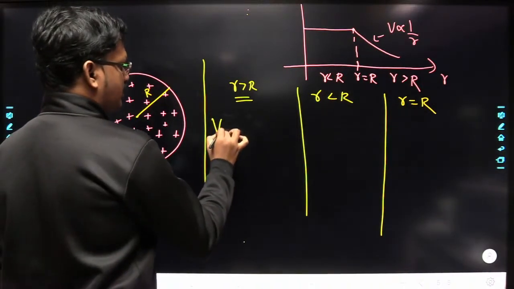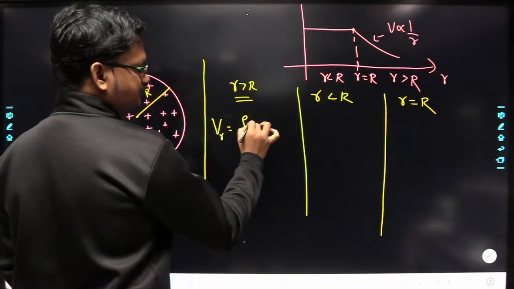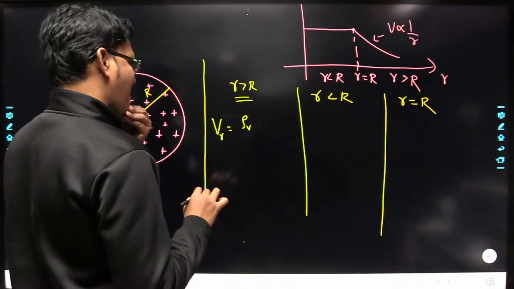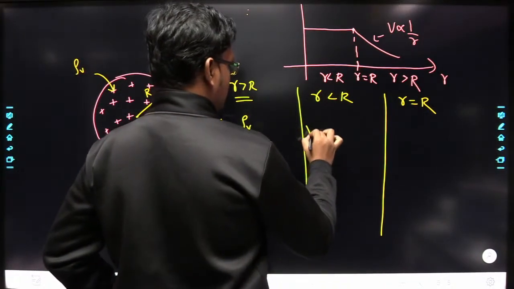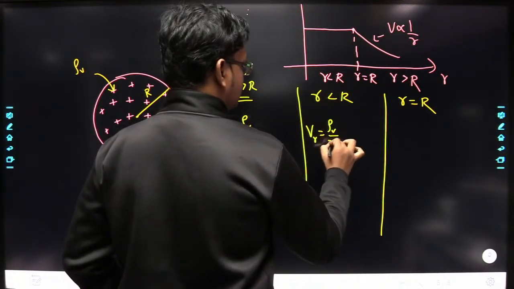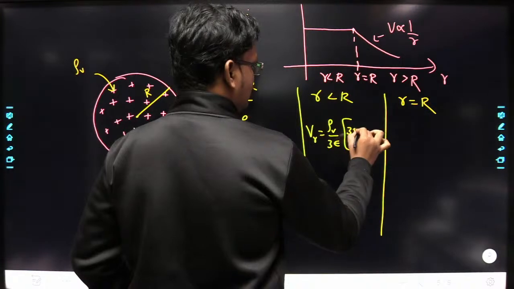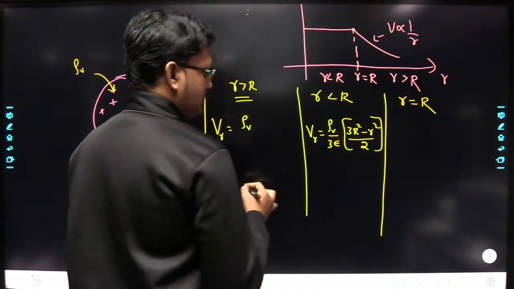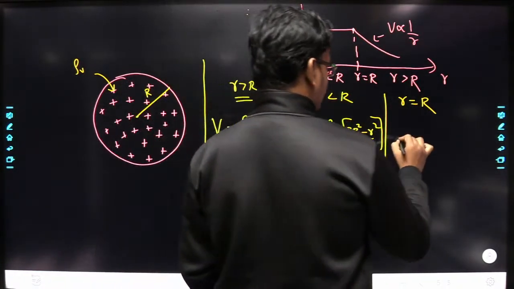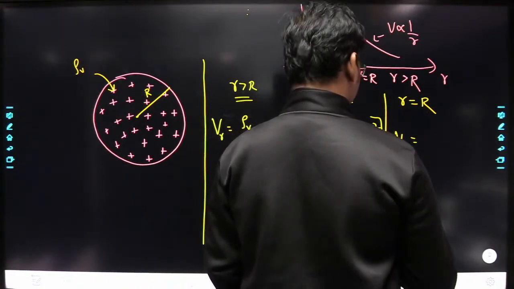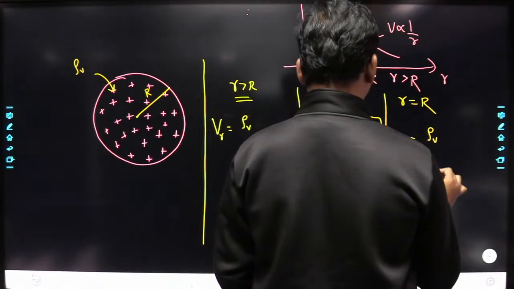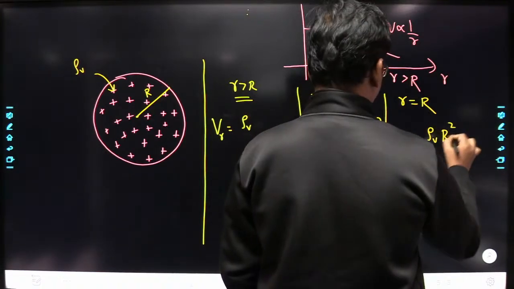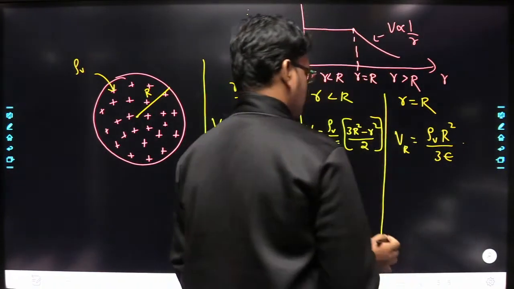The potential at r, for r less than capital R, we got V(r) equal to rho v by 3 epsilon into (3 capital R squared minus small r squared) divided by 2. This is what we got, right? For r equal to capital R, we got rho v capital R squared divided by 3 epsilon, right?